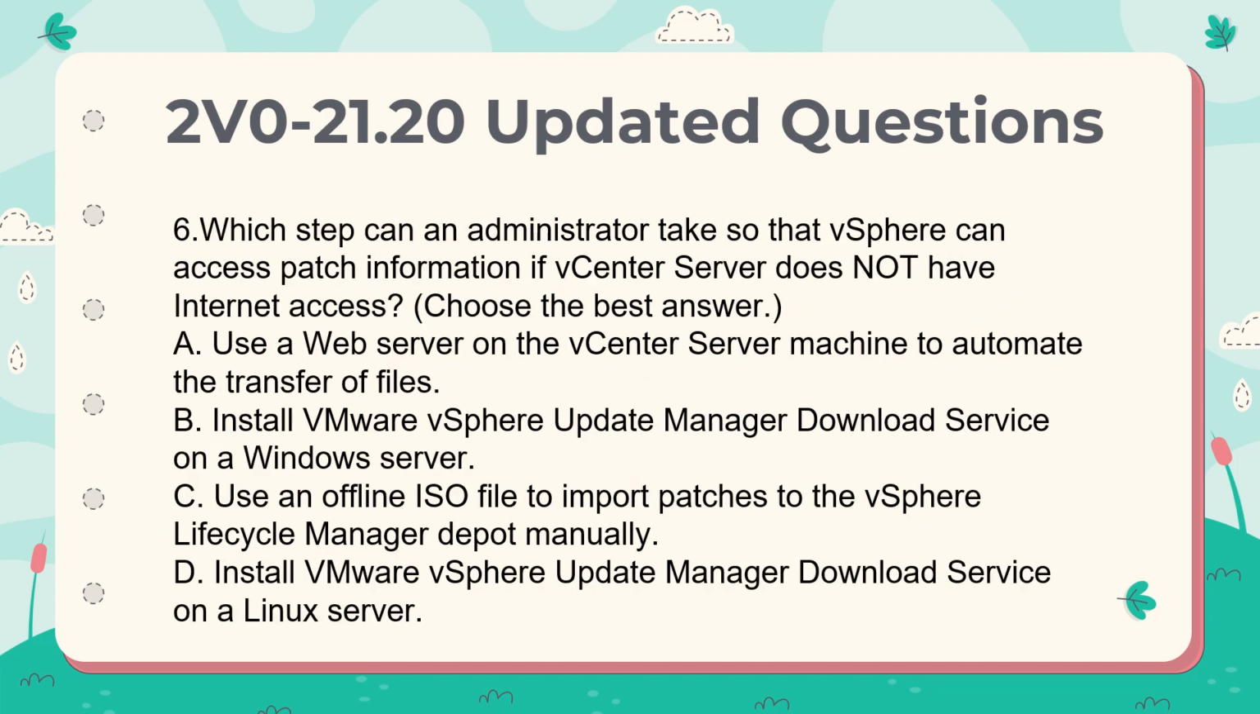6. Which step can an administrator take so that vSphere can access patch information if vCenter server does not have Internet access? Choose the best answer. A. Use a web server on the vCenter server machine to automate the transfer of files. B. Install VMware vSphere Update Manager download service on a Windows server. C. Use an offline ISO file to import patches to the vSphere Lifecycle Manager depot manually. D. Install VMware vSphere Update Manager download service on a Linux server.